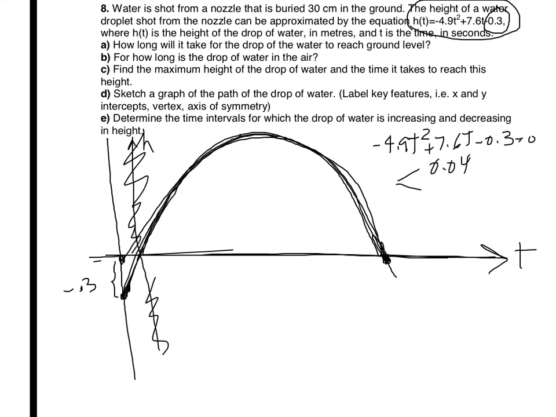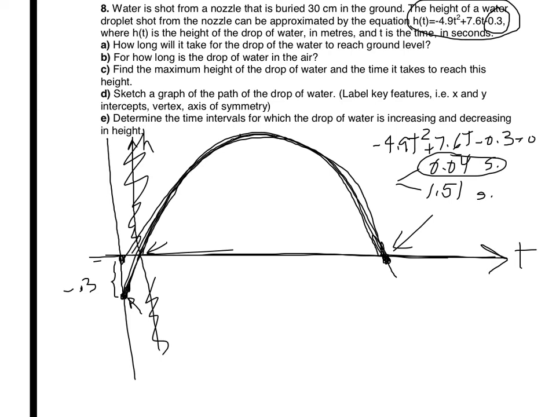There are going to be two solutions here: 0.04 and 1.51 seconds. Now, you may ask, what are these times for? The 0.04 is the time that it takes for the water drop to come from here to the surface level. Excellent. And 1.51 is the time that it hits here. Now, the question is, how long does it take for the water to reach the ground level? So the answer is 0.04 seconds.